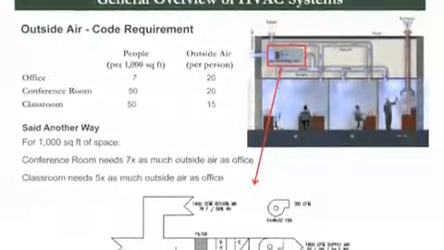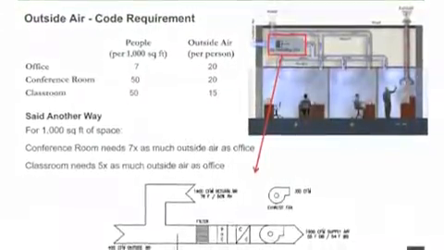There's also an outside air component that you have to bring in. You have to bring in a certain amount of outside air by code. It's one of the biggest things that the code officials look at: how you're providing proper ventilation for the space.